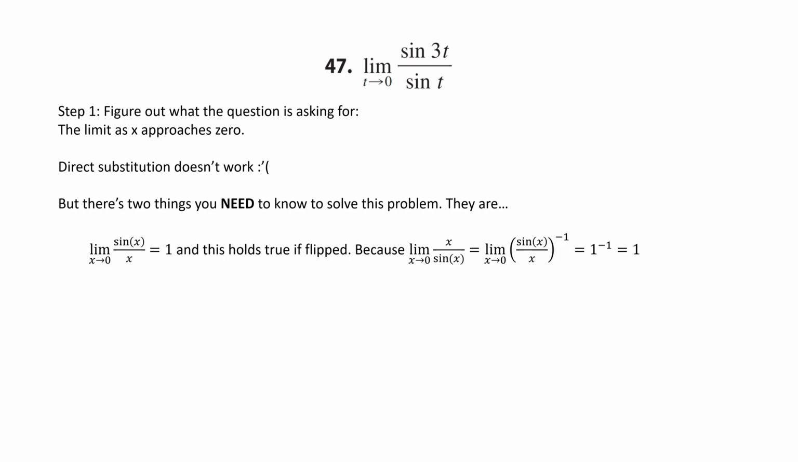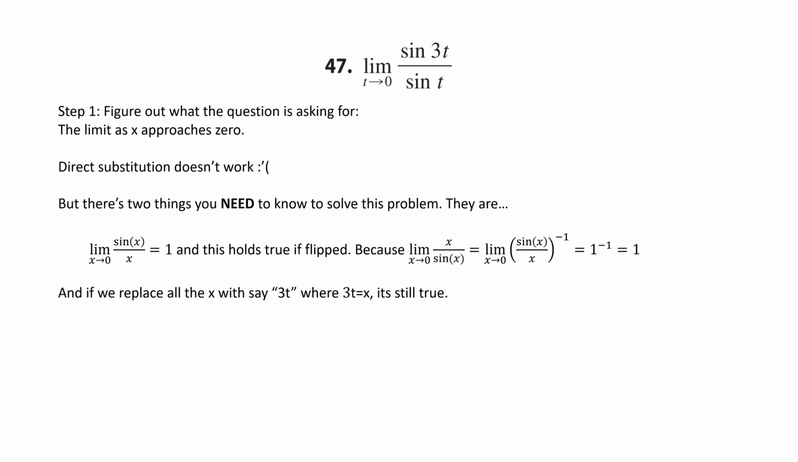The first one is that if you take the limit as x approaches 0 of sine x over x, it's equal to 1. And this also holds true if it's flipped, because if you have x over sine x, you can just flip it upside down by raising it to the power of negative 1, and then you can apply the same limit and you just get 1 to the power of negative 1, which is just 1. So basically, that's the first thing.